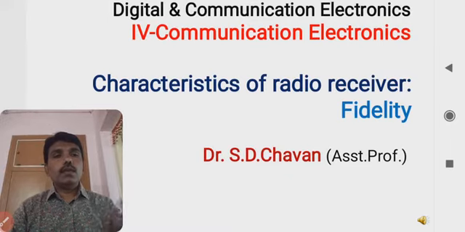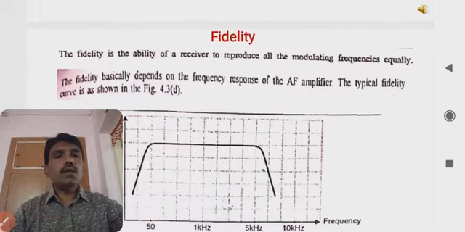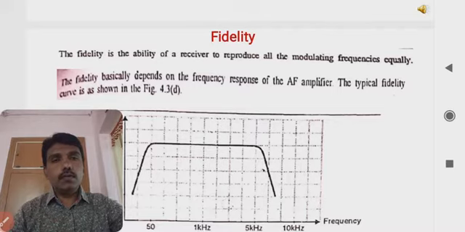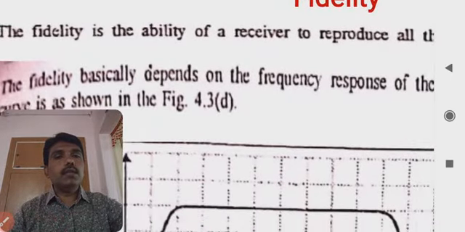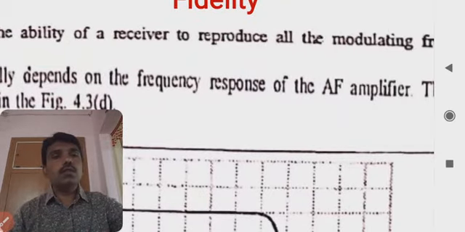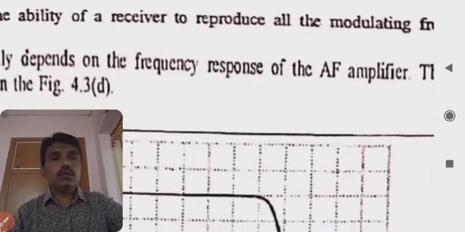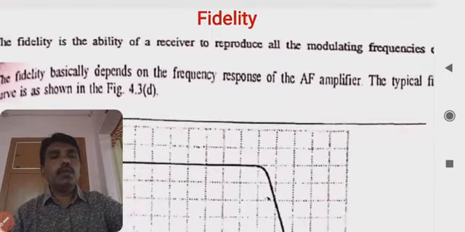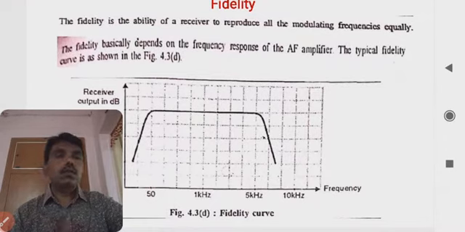Now the fidelity. Fidelity is nothing but the ability of a receiver to reproduce all the modulating frequencies equally, and that is what fidelity is. That means it is the receiver's ability to regenerate or reproduce all the modulating frequencies in an equal frequency range, and that definitely gives a flat curve in this case.